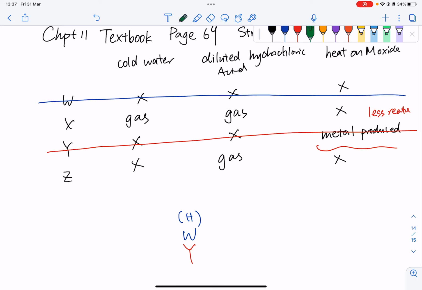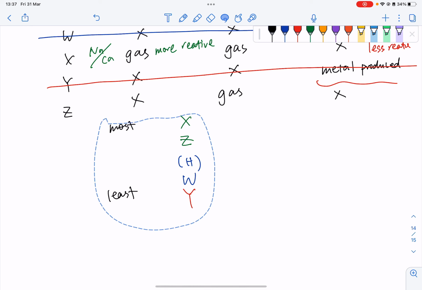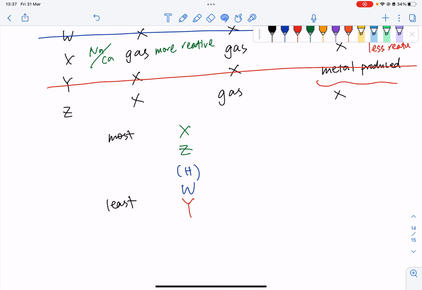For X and Z, only X can react with cold water. Remember, for cold water, it should be more reactive, right? Remember, it will be either sodium or calcium. So let's put X at the top, and then Z should be in front of H, and then put it in this way. The reactivity series will be from most reactive to least reactive here. Let me drag a little bit down. So this will be the answer for part A.